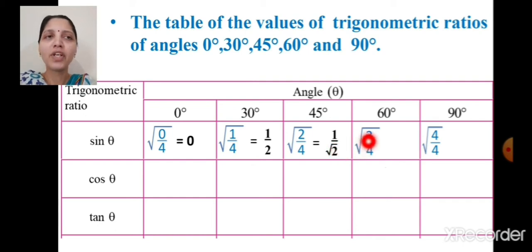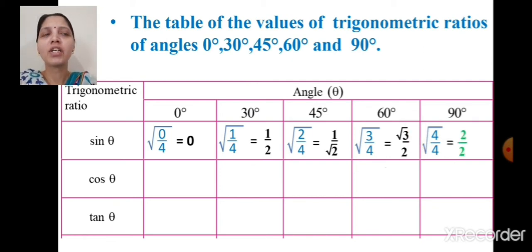Now square root of 3 is root 3 and square root of 4 is 2. So you will get here root 3 upon 2. Similarly, here you can divide, 4 1s are 4, 4 1s are 4. That means you will get here square root of 1, and the square root of 1 is how much? Yes, it is 1. So these are the values for the sin theta.